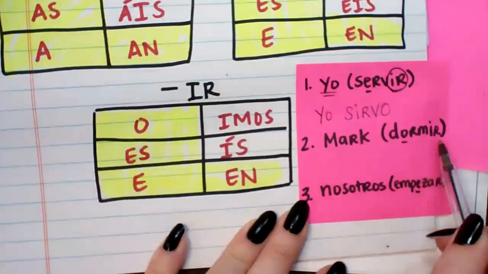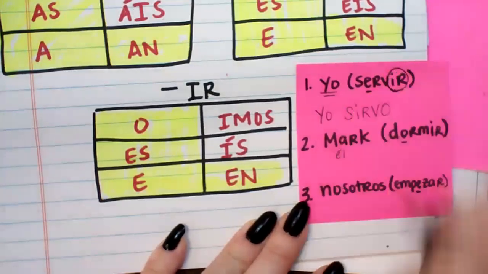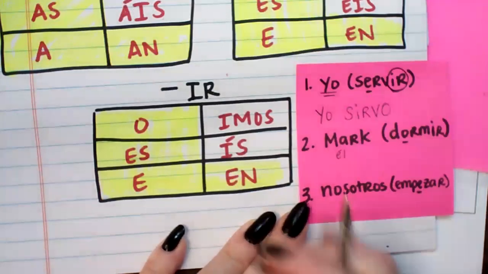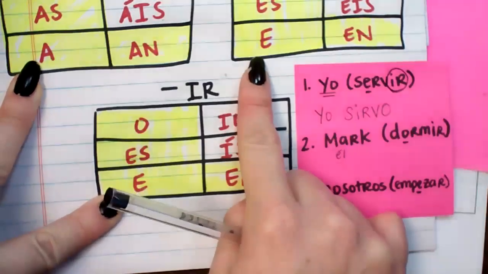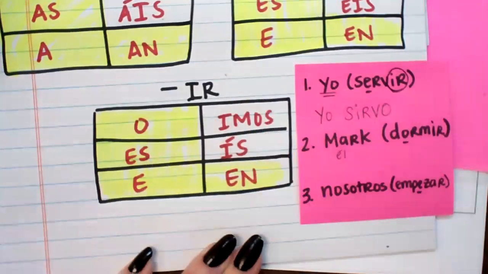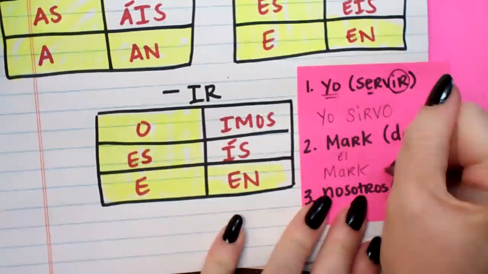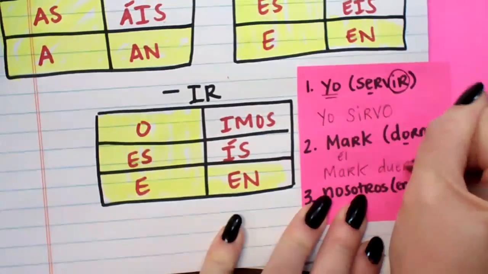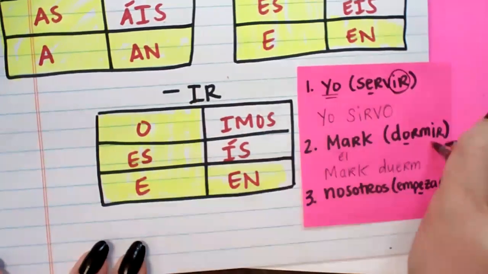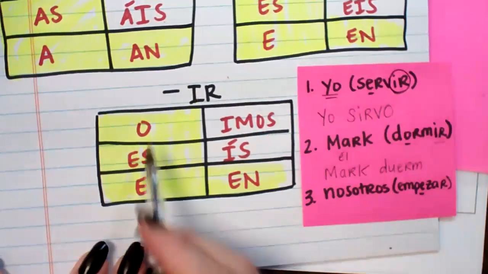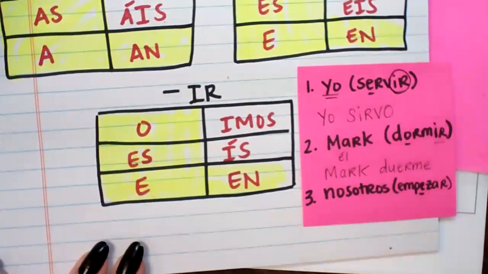Mark and then dormir. So Mark is the same as saying él or he, which is in the bottom left box. So yes, it would indeed get a stem change because it is in the boot. So I'd say Mark, change our stem, and then we would have to look at our IR chart because dormir is an IR verb, and select the correct ending. Mark duerme. Mark sleeps.